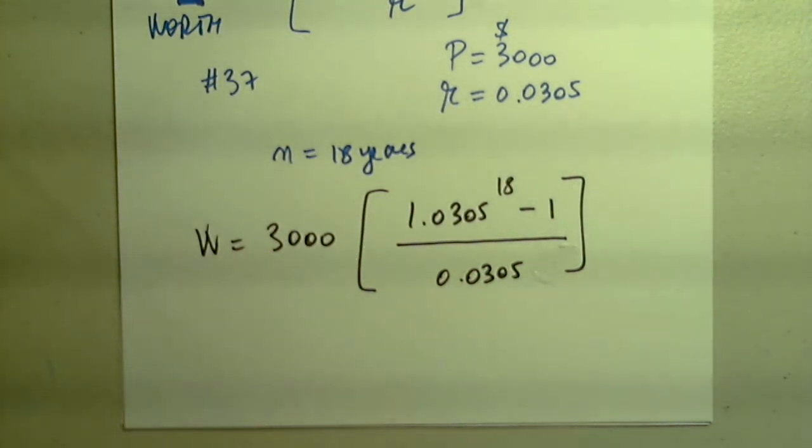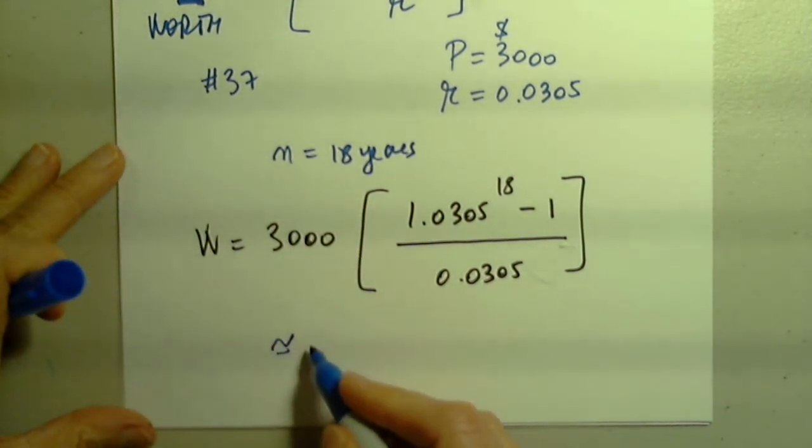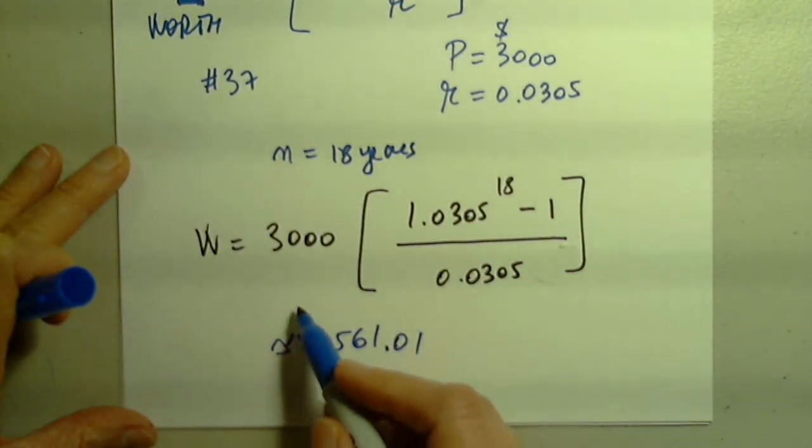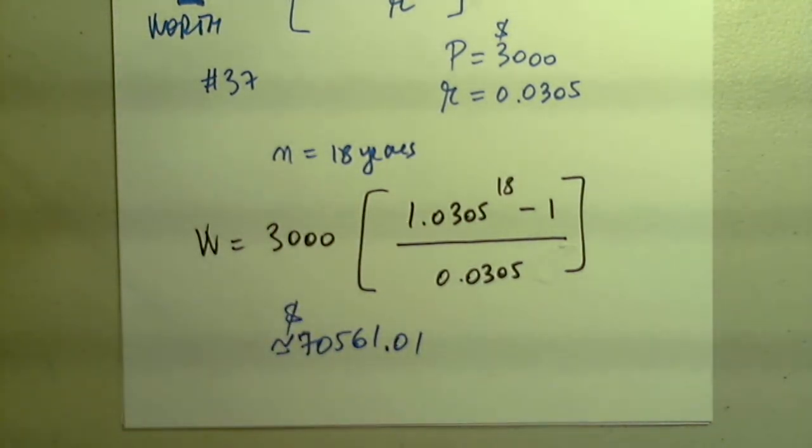Okay, so I have everything. It's not a mistake if you want to put parentheses around this number, but there is no need. And now I will just hit enter, and this is it. 70,561.01. So approximately $70,561.01. Any questions? You're going to see these types of problems, and I just wanted to make sure that you don't have any difficulties with this.